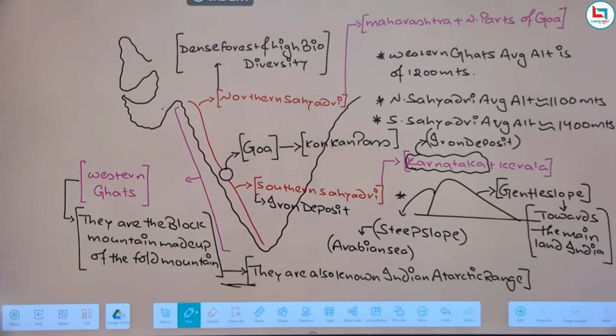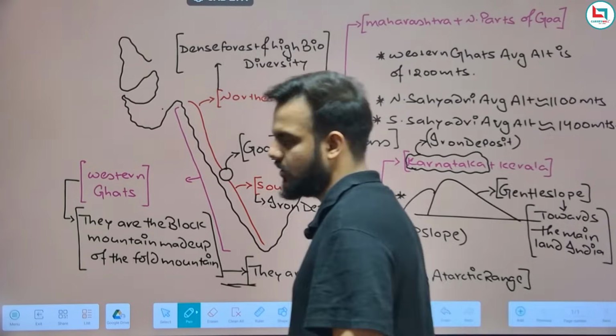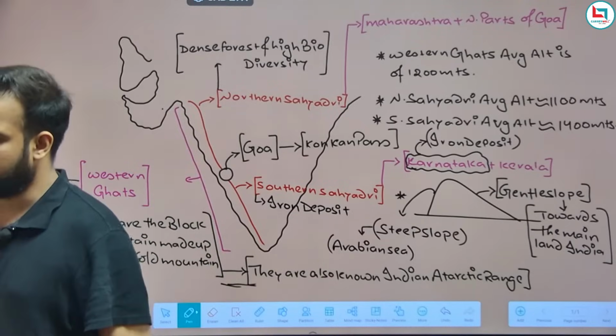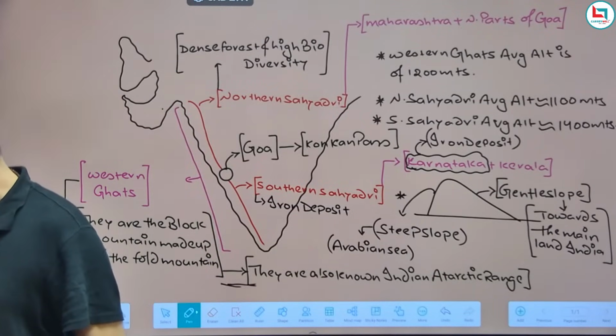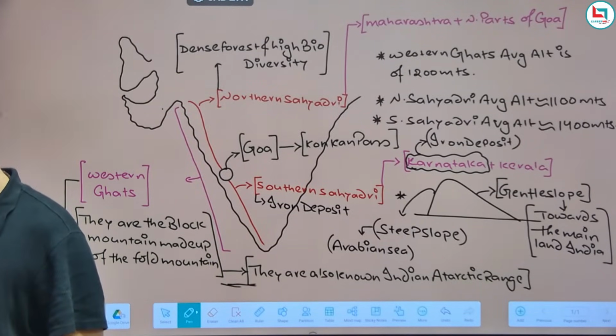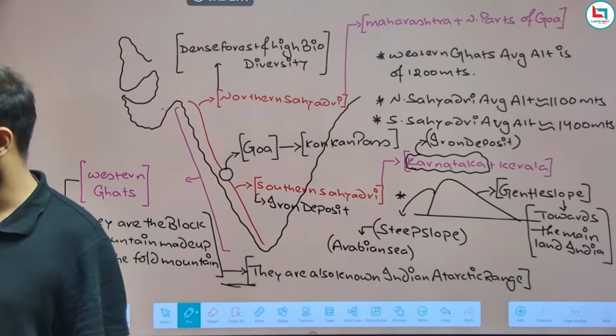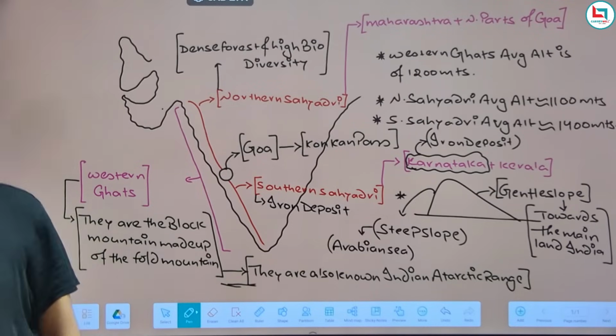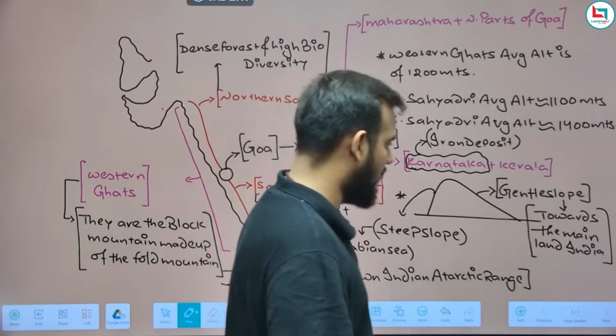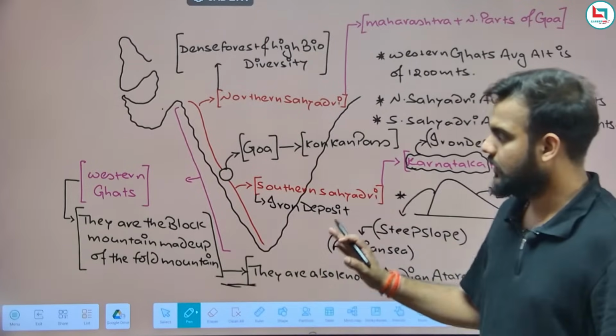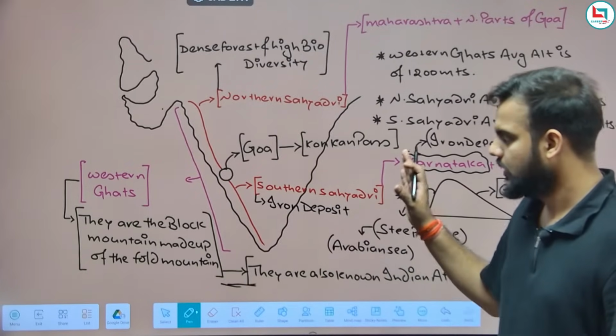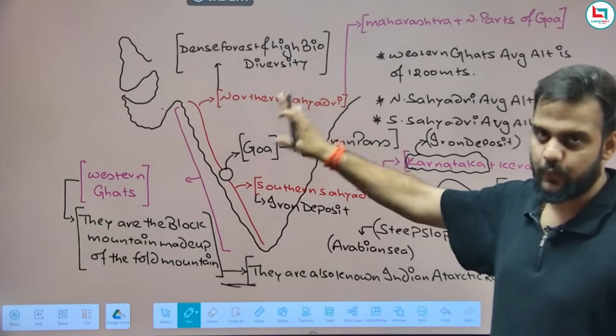Please, everyone. Okay. Now, buddy, let's move forward and let's talk about the subsidiary ranges of Sahyadri. I hope we are good about these particular things. Okay. Now, let's talk about the subsidiary ranges of the Sahyadris. So I hope this thing is clear to you people. We are good about these particular facts and figures about the Western Ghats.